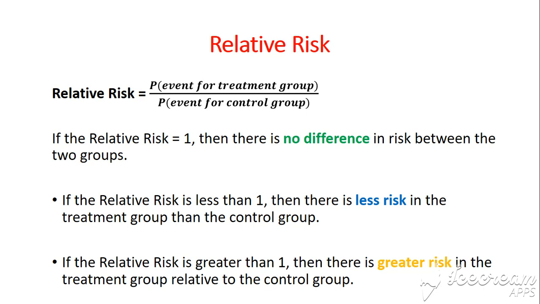Remember, relative risk is a probability of an event for a treatment group divided by the probability of an event for a control group. If the relative risk is 1, there's no difference in risk between the two groups. However, if the relative risk is less than 1, we say there is less risk in the treatment group than the control group. And finally, if the relative risk is greater than 1, there is a greater risk in the treatment group relative to the control group.